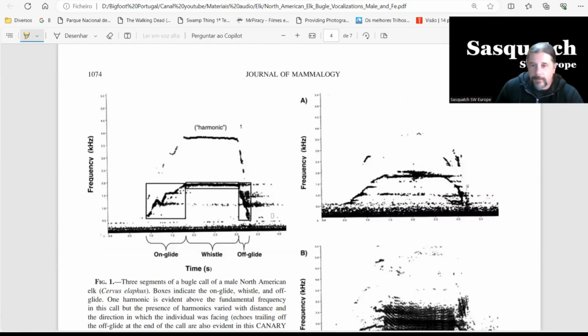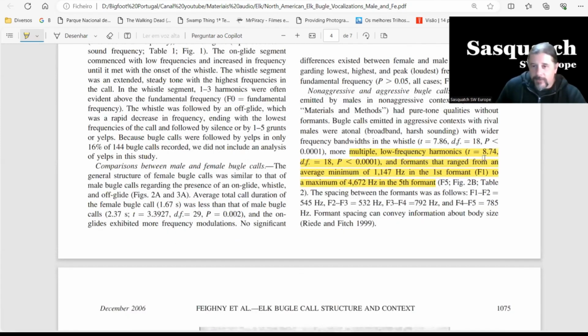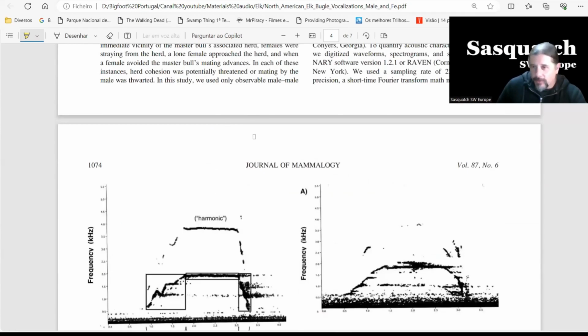And here you can see how the bugle looks, but let me advise you that elk have an enormous variation of bugles and how they look on a spectrograph. You can see it very flat here, and the harmonic very flat, at 2000 hertz, but this will vary a lot. Multiple low frequency harmonics and formants ranged from an average minimum of 1147 hertz in the first formant to a maximum of 4672 hertz in the fifth formant. So they can make five harmonics, five formants that can range almost to 5000 hertz.